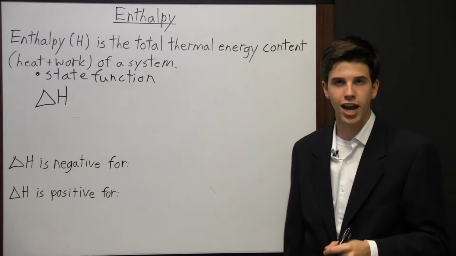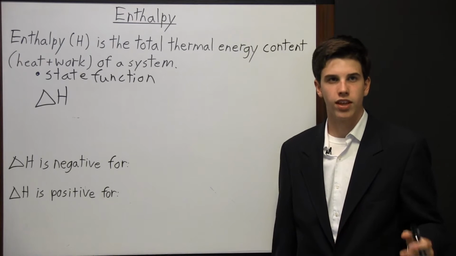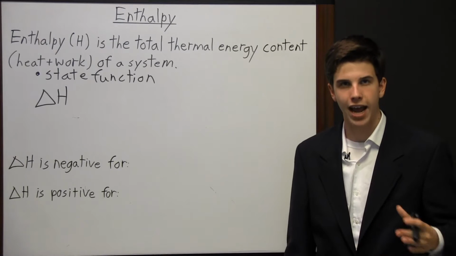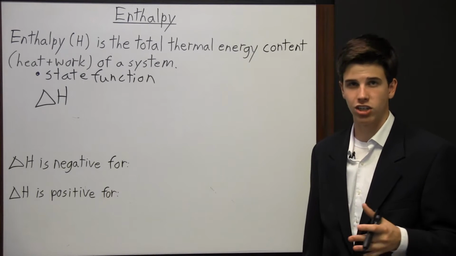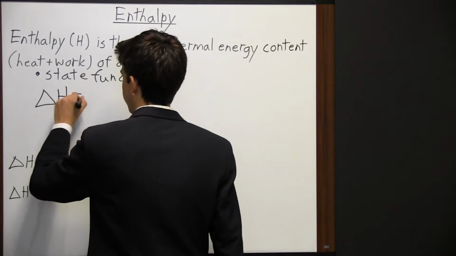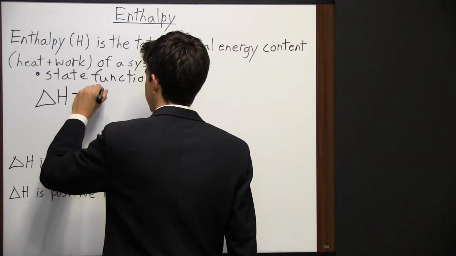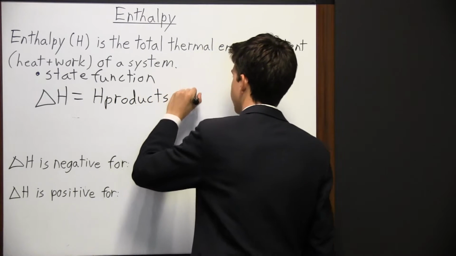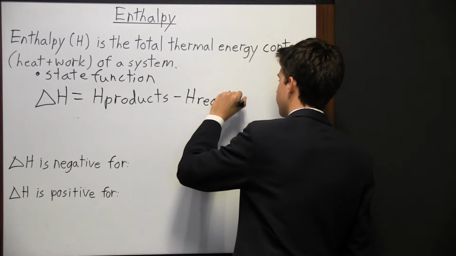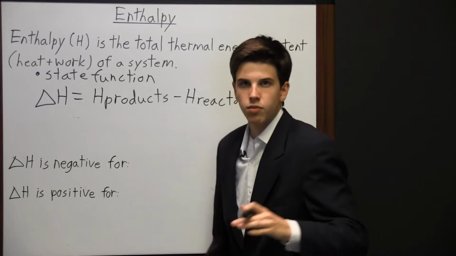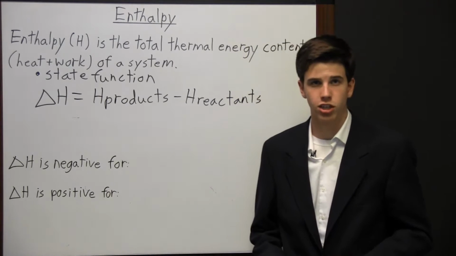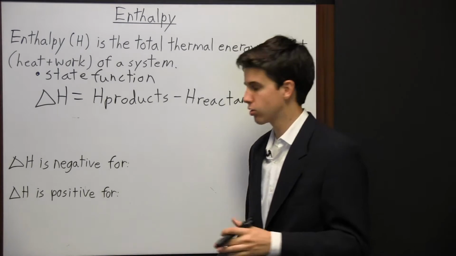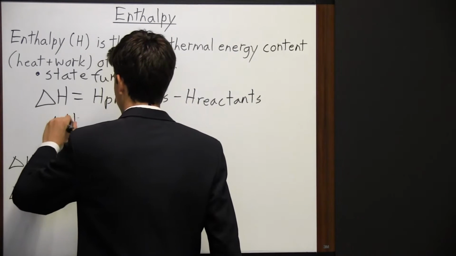Now, during any chemical reaction, there is a change in the enthalpy. So the enthalpy of the products is different from the enthalpy of the reactants. So a way to measure the change in enthalpy is by this equation right here. Change in enthalpy equals enthalpy of products minus enthalpy of reactants. Now, because most chemical reactions occur at constant pressure and volume, the change in enthalpy is equal to the heat released or absorbed.